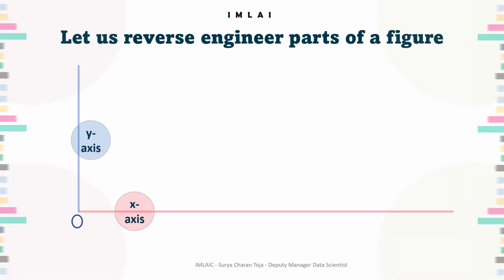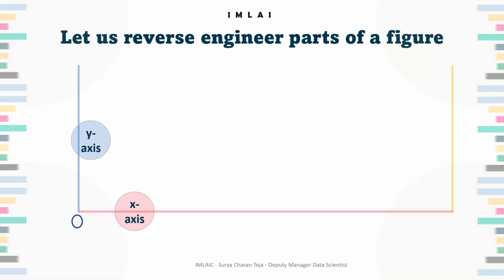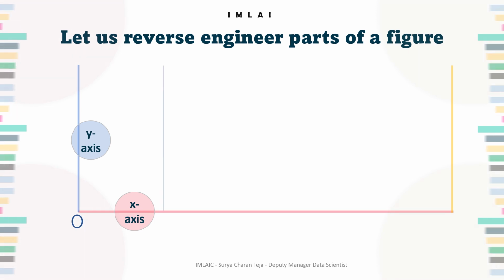Each and every axis will be subdivided into different levels or layers. That's what we'll see. But before that, the end of each plot, the last line of each plot, is known as a spine. This is called a spine, the yellow line. Clear?